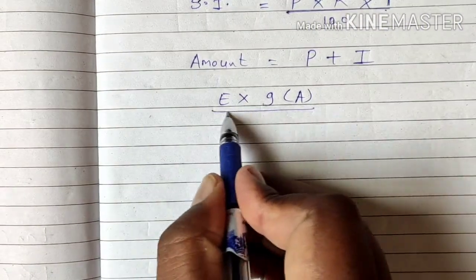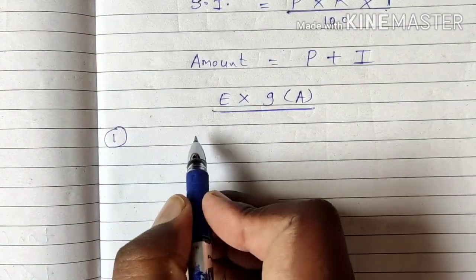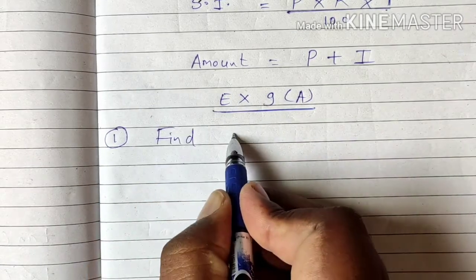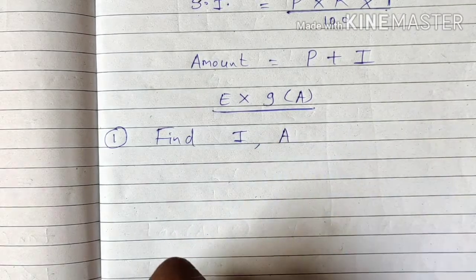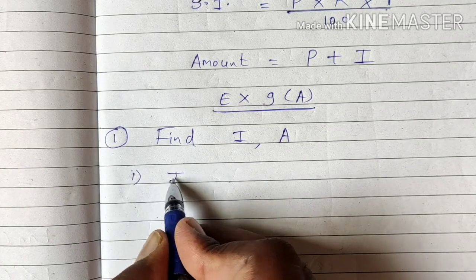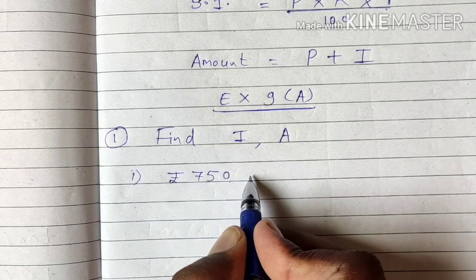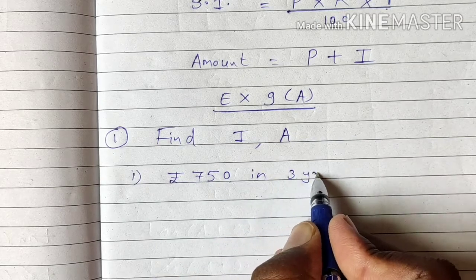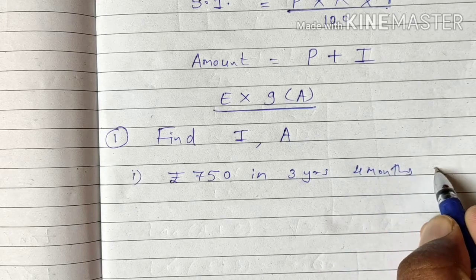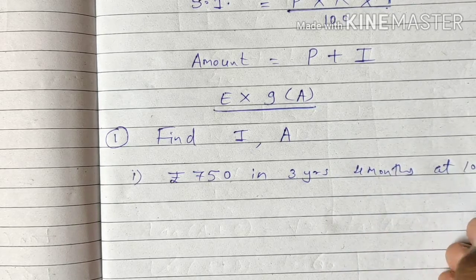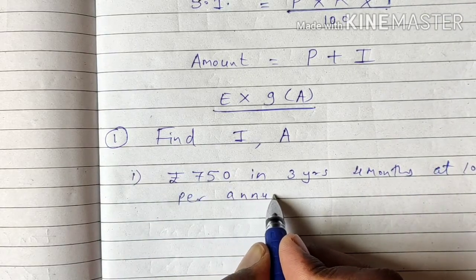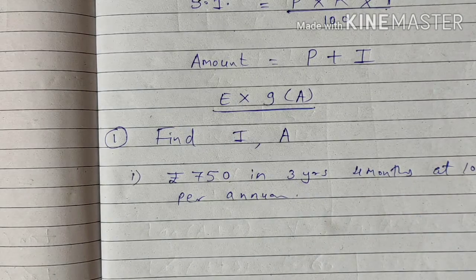Exercise 9th A, we are starting. In that, question number 1 is here. Find the interest and amount. Find interest and amount on rupees 750 in 3 years 4 months at 10% per annum. So here per annum means per year.